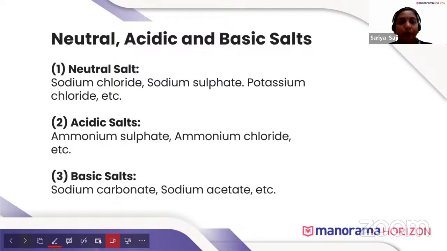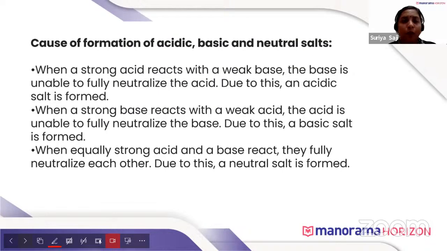Let's see now the causes of formation of acidic, basic, and neutral salts. If you take a strong acid and a weak base, we will get an acidic salt. The strong acid will react with the weak base quickly, and some of the strong acid will remain. That's why we get an acidic salt. In the same way, if you take a strong base with a weak acid, what will happen? The weak acid and strong base react quickly, the strong base will react with the weak acid all of a sudden, and some strong base will remain.